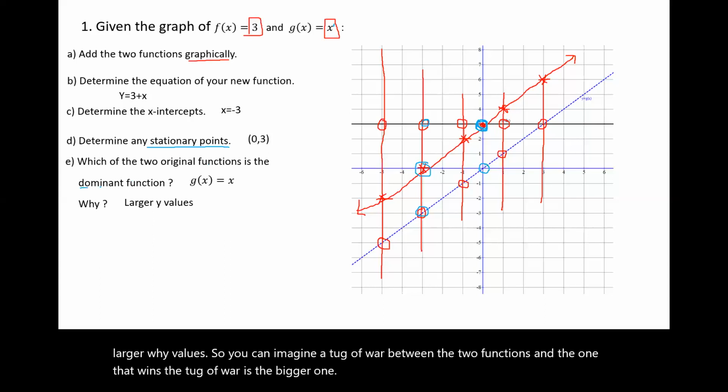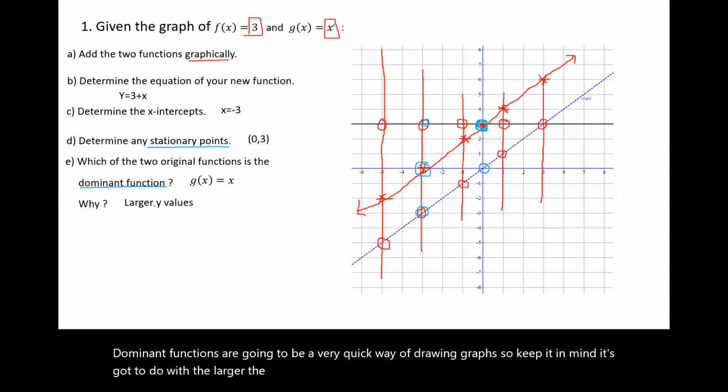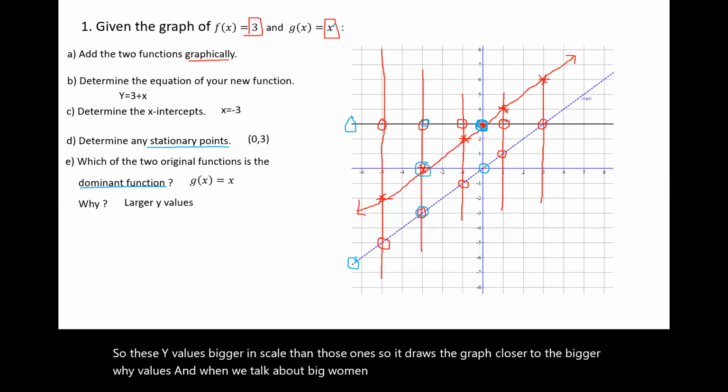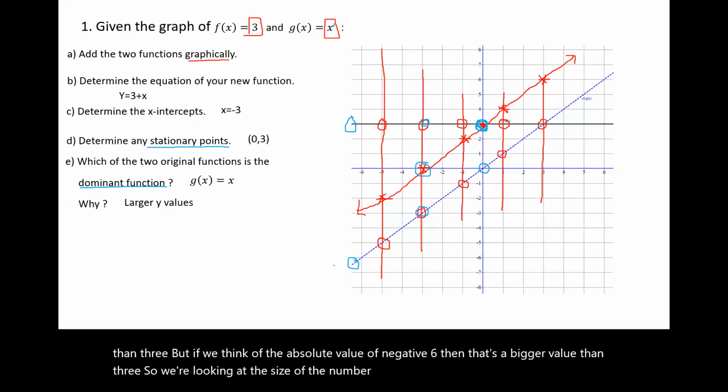Dominant functions are going to be a very quick way of drawing graphs, so keep it in mind. It's got to do with the larger the y value, the more dominant the function. So these y values, bigger in scale than those ones, draw the graph closer to the bigger y values. And when we talk about big, we mean in size. I know that -6 is smaller than 3, but if we think of the absolute value of -6, then that's a bigger value than 3. So we're looking at the size of the number, not whether it's negative or positive.